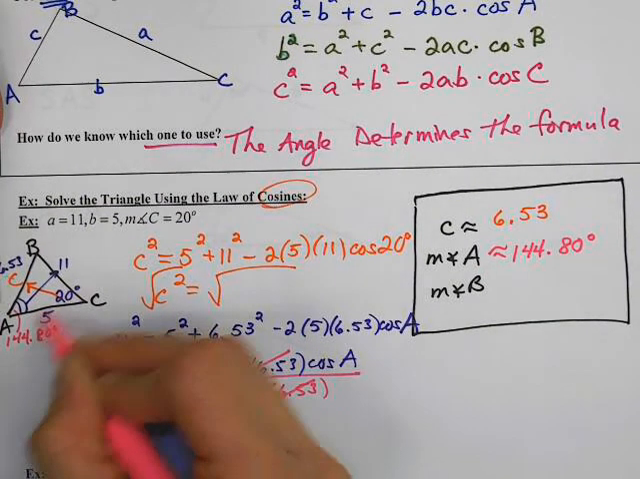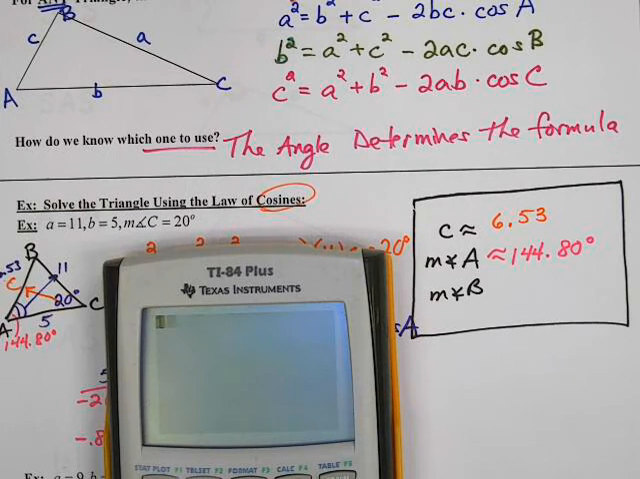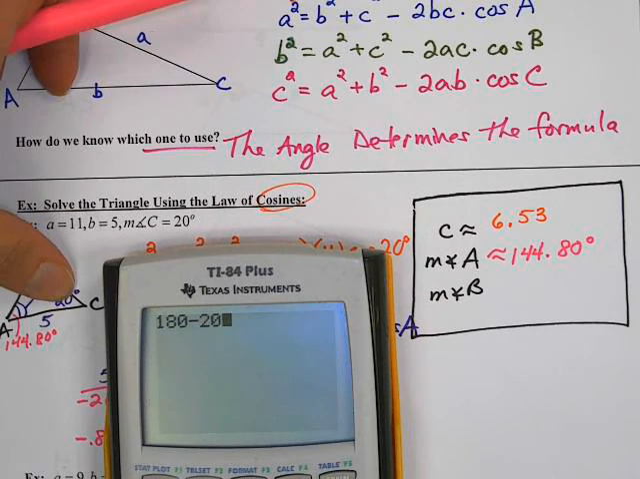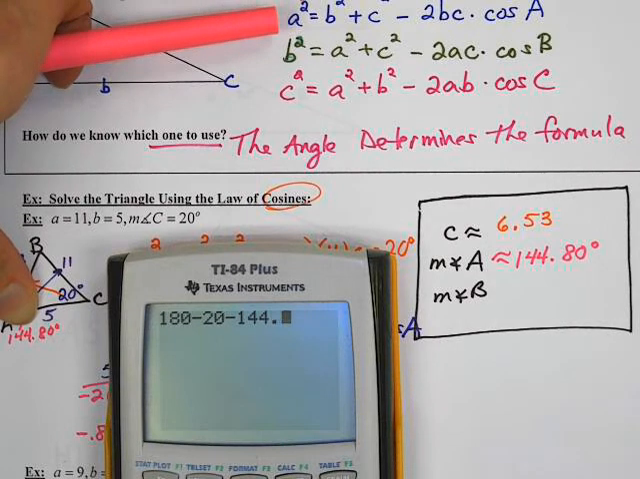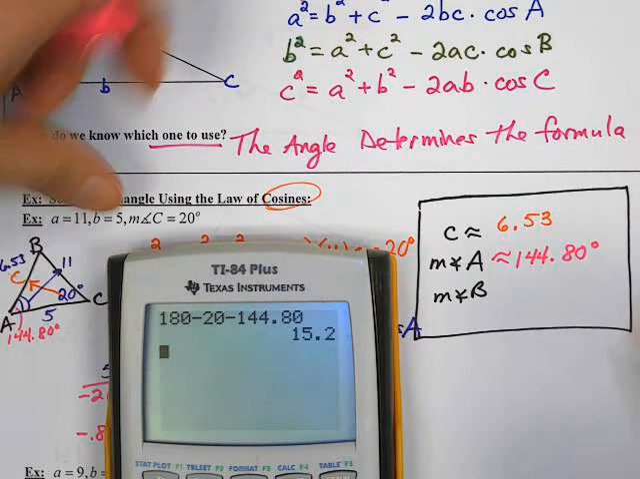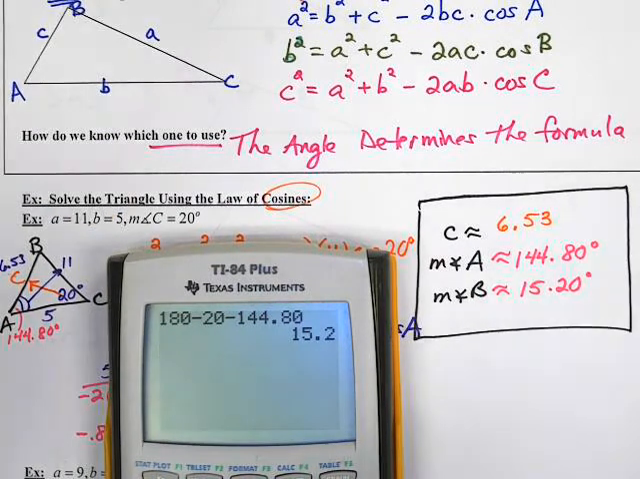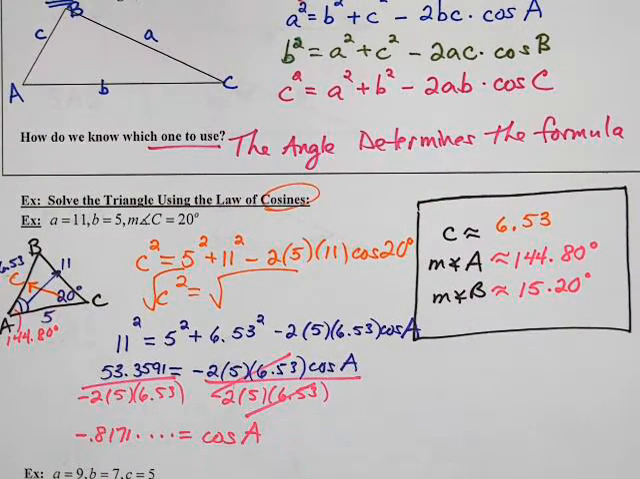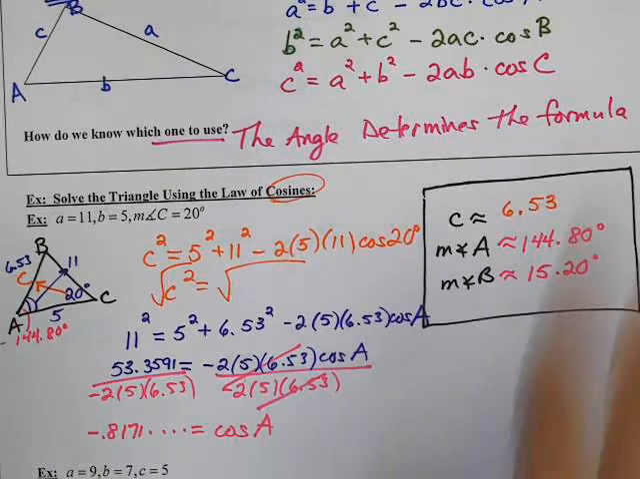Okay, so we know the measure of angle A is 144.80. Now all three angles need to add up to 180. So at this point we're just going to do a calculation: 180 minus 20 minus the approximated 144.80. So the measure of angle B is about 15.20 degrees. And the three angles of your triangle need to add up to 180. Okay, so here's law of cosines.